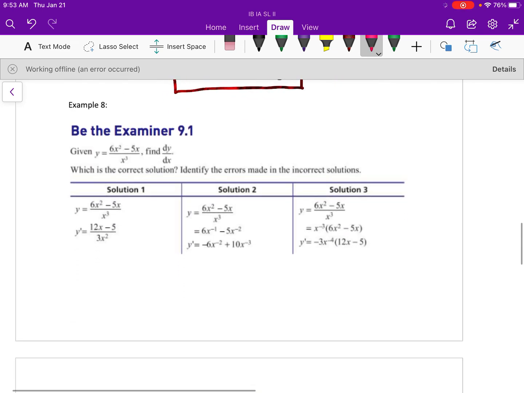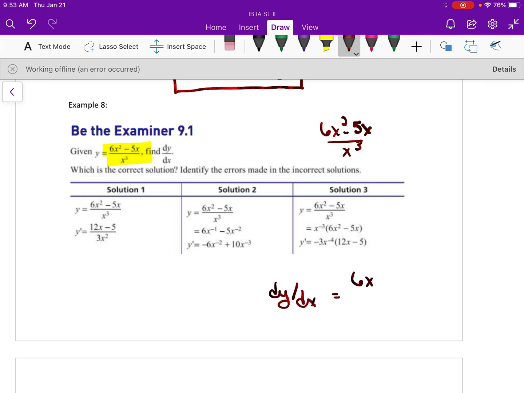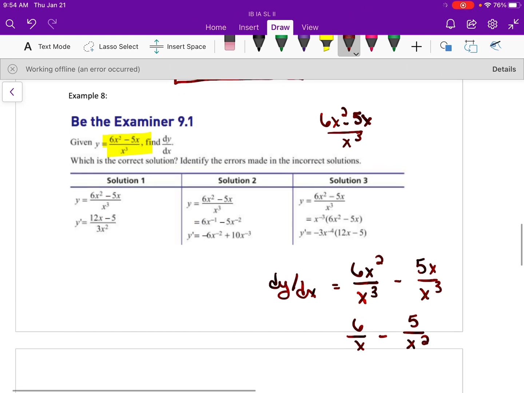All right. Be the examiner. So you're given 6x squared minus 5x over x cubed. Find the derivative. So dy dx, if I looked at that just like we did the problem above, I would separate this into common denominators, which just gives me 6 over x minus 5 over x squared.